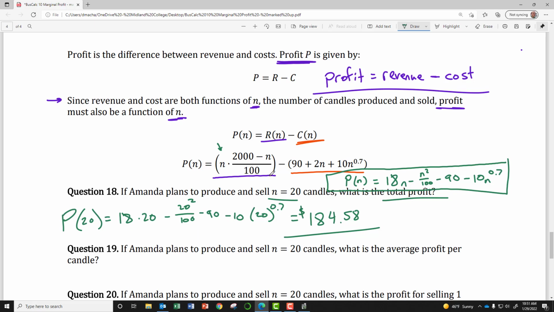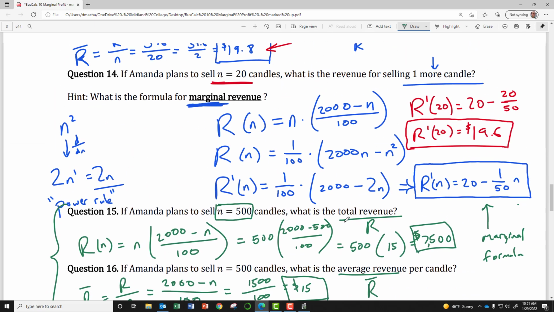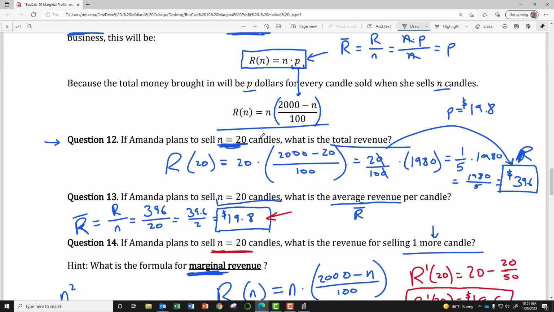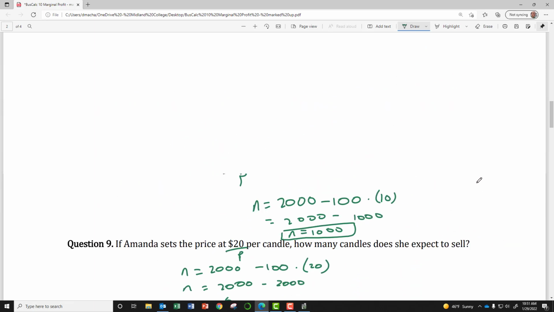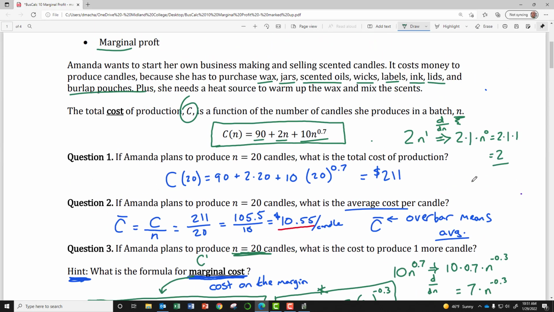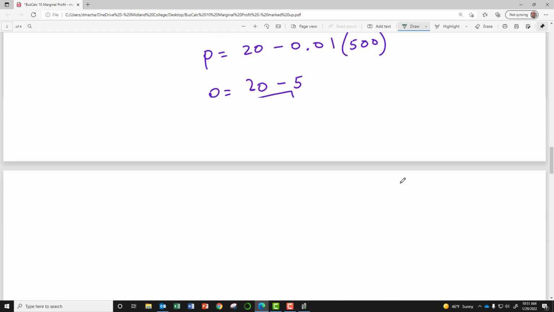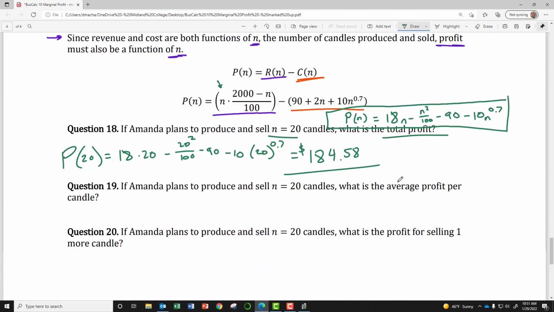So again, this is just revenue minus cost. So we can look at previous pages when we were talking about revenue for 20 candles. My revenue was $396. So the revenue was more than the profit because I had to subtract my cost, which was $211 for producing 20 candles.